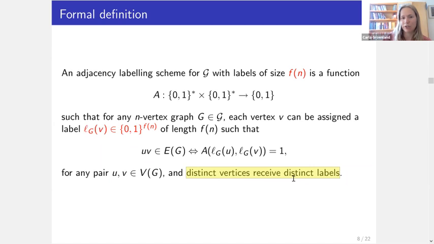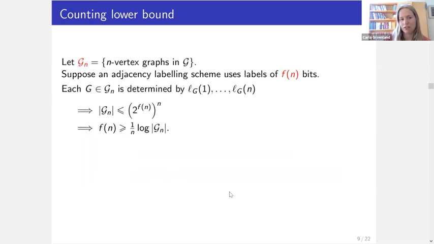So this already puts some lower bounds on the size of our labels, because we know that each vertex needs to get a different name. So the labels need to have size at least log n. There's another lower bound that we can obtain via counting. We can also look at the collection of n-vertex graphs in the graph class, and this will also give us a lower bound on how large the labels need to be. It's kind of intuitive: if there are more graphs, you need more labels.